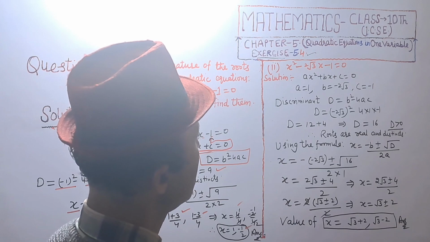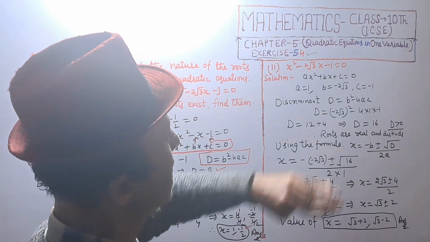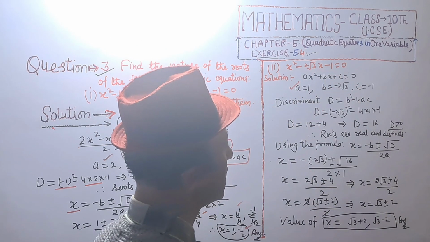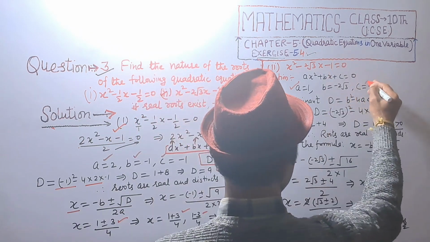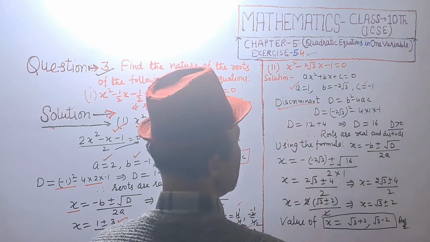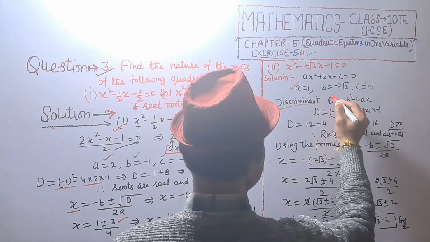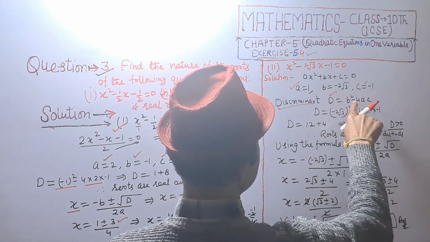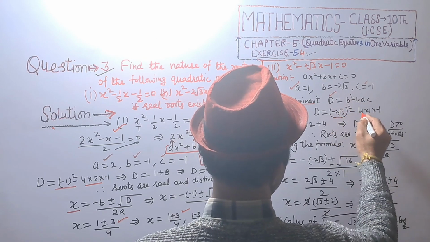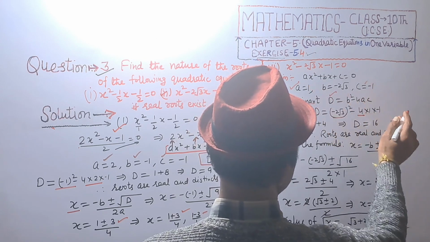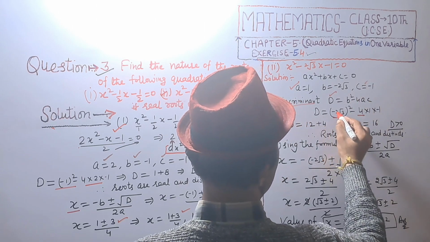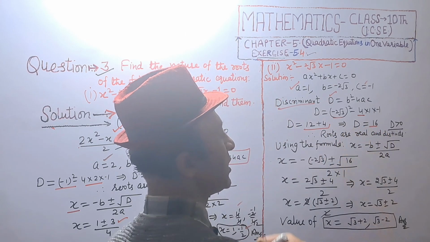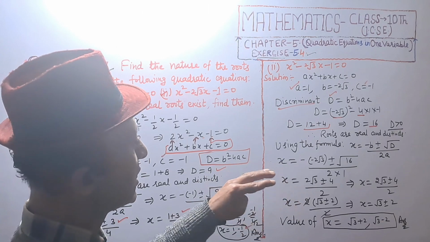And the second part is here, x^2 - 2 root 3 x - 1 = 0. We are comparing this quadratic equation with ax^2 + bx + c = 0, and we get the value of a is 1, b is -2 root 3, and value of c is equal to -1. Discriminant is denoted by D, that is equal to b^2 - 4ac, and putting the value of b, that is (-2 root 3)^2, minus 4 into a is 1 and c is -1, minus minus, that is plus 4, 2 2s are 4, 4 3s are 12, 12 plus 4 equal to 16. Discriminant is greater than 0, so roots are distinct and real.